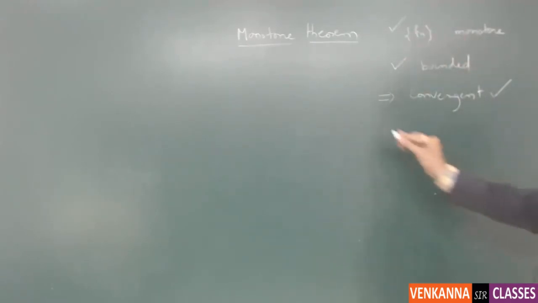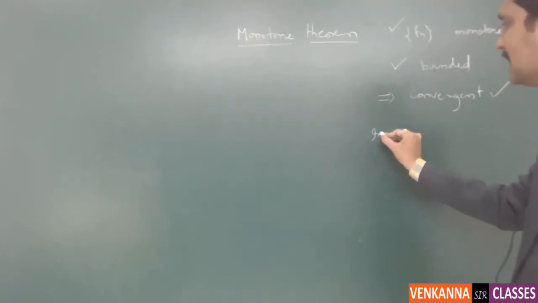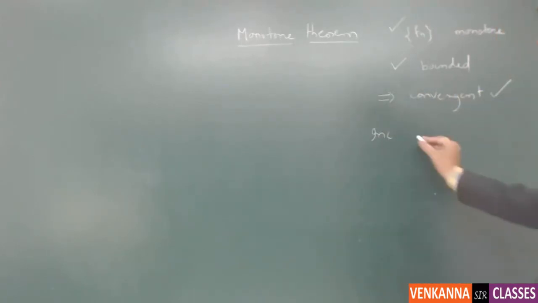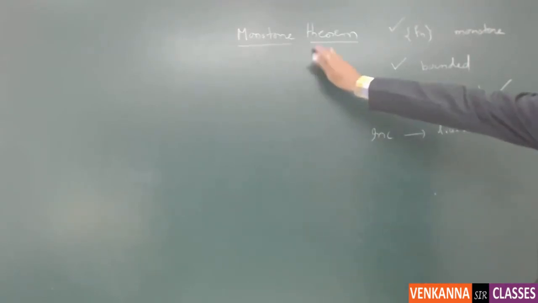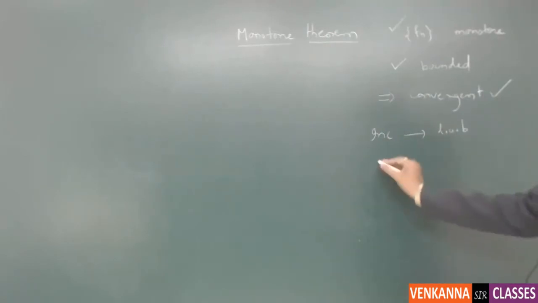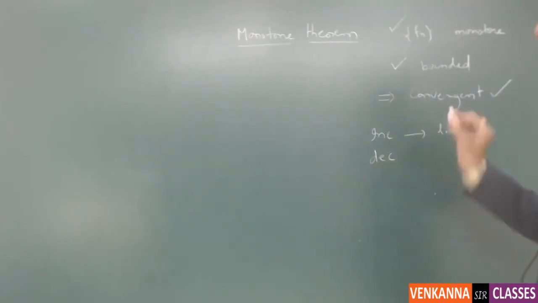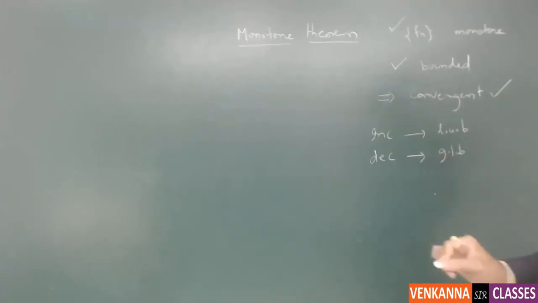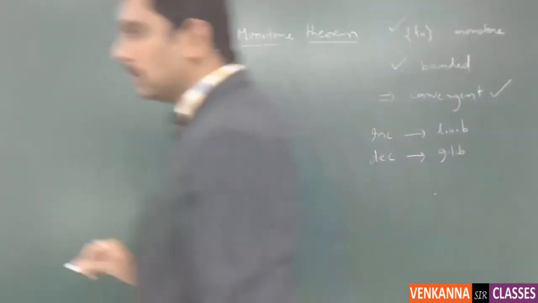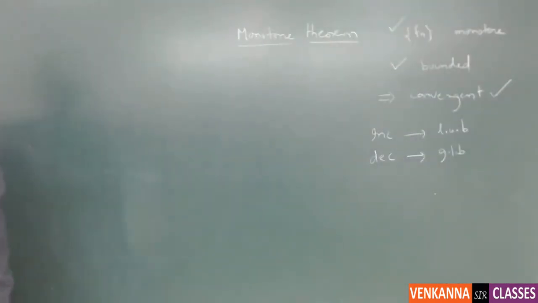So in other words, if you take an increasing sequence, it always tends to the least upper bound. The limit is nothing but its least upper bound by the concept of this theorem. Another one is, if you take a decreasing sequence, it always tends to its greatest lower bound. The limit is nothing but the greatest lower bound. So you please take a note of these points.